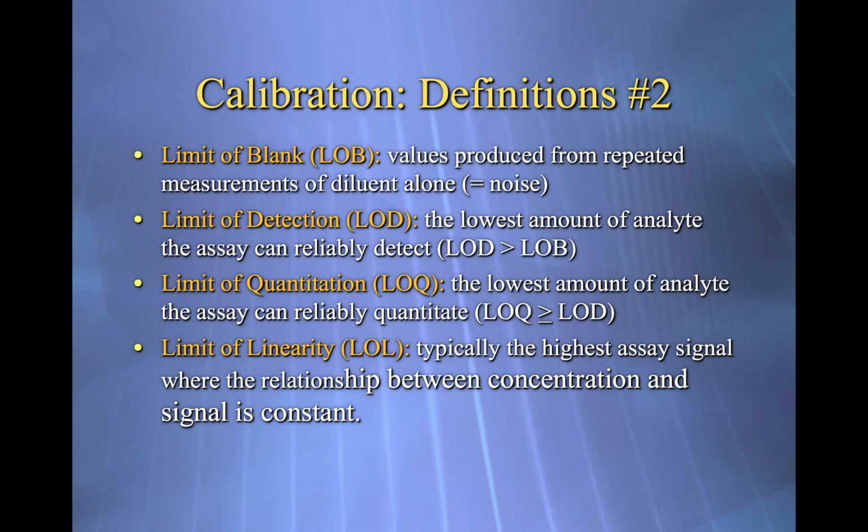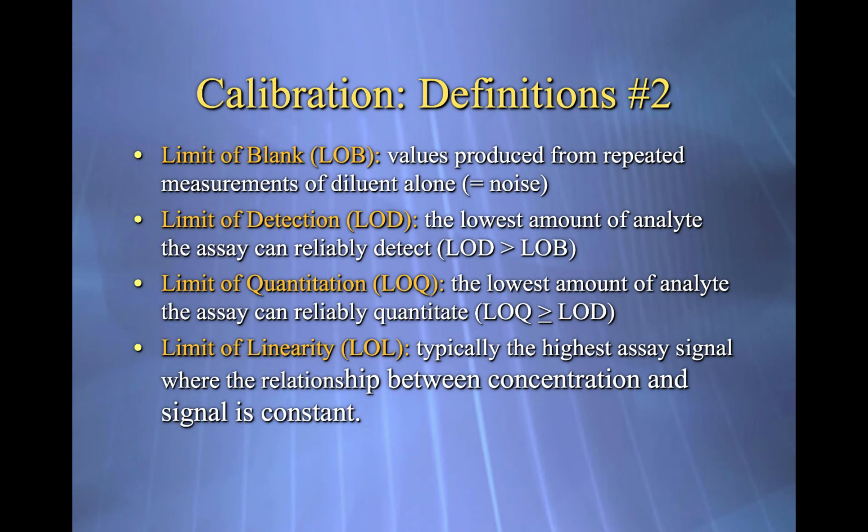Okay. Limit of the blank. These are values produced on your analyzer if you just took the diluent alone and ran it. It's essentially the noise in the assay. And so you run the blank 10 times, you get some value out of it. You do a standard deviation, multiply that by 1.64, I believe it is, and that is the limit of the blank. That'll give you a value that says, below that, meh, you're not detecting anything.